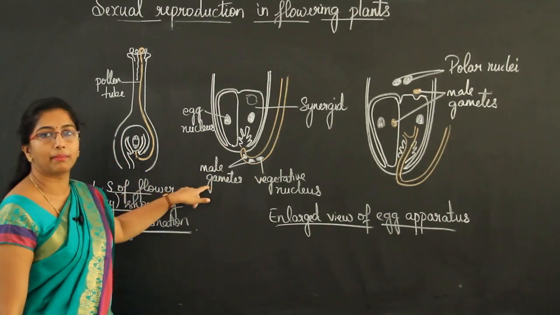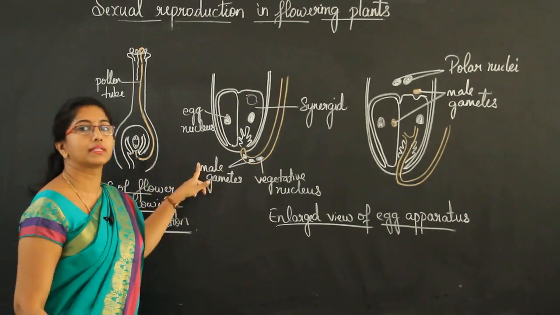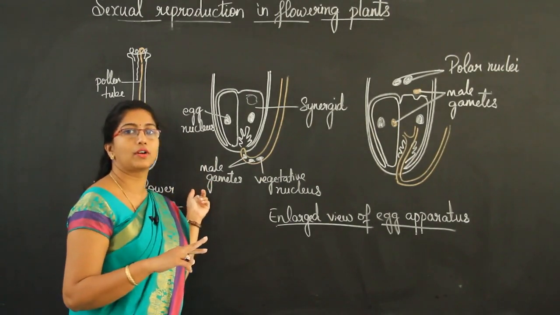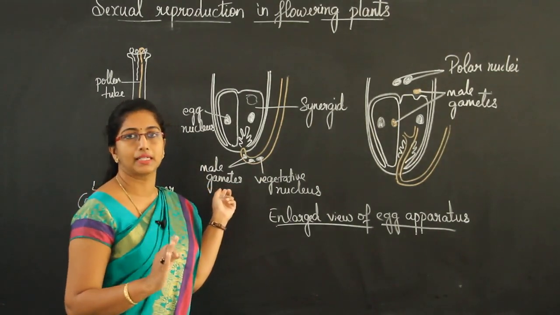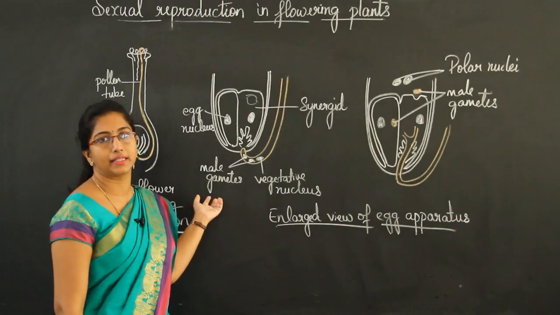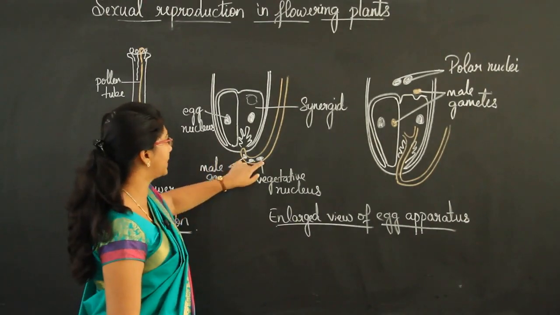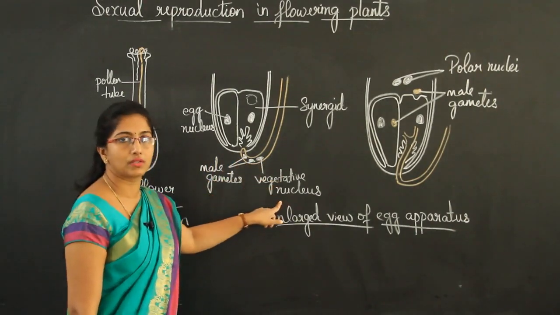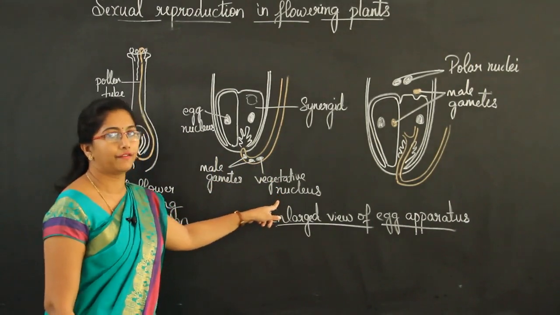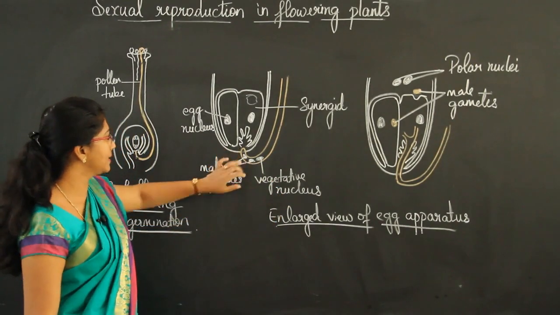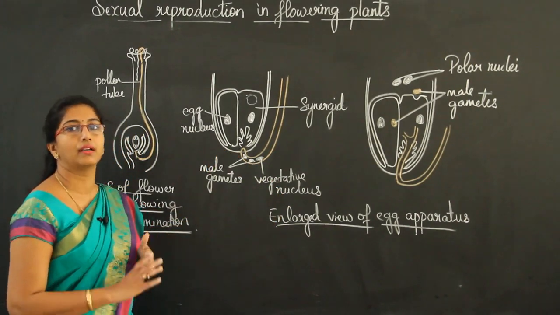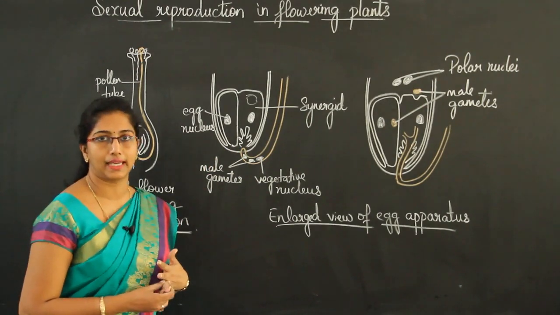which are the male gametes. So this is nothing but the nucleus of which cell? It is the nucleus of the generative cell. You also find the presence of the vegetative nucleus, but it is not taking part in the fertilization. These two, that is the male gametes, are taking part in fertilization.